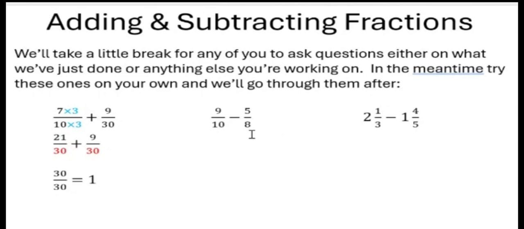9/10 minus 5/8, the bottoms do not match. And we can't do this one the fast way because 8 does not go evenly into 10. So we're going to have to find the lowest common denominator for 10 and 8. And if we listed off the multiples, you would find that it's 40. You can do that one also pretty quick like we did the other one. Just list off the 8s until you get to one that ends in 0, right? Because 10 will only go into things that end in 0.